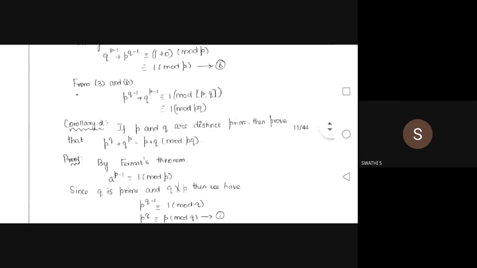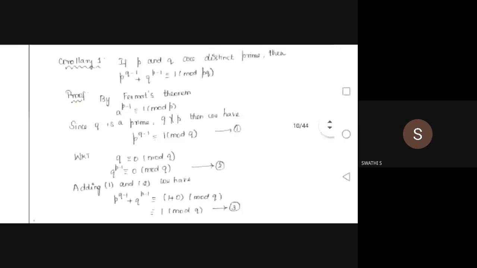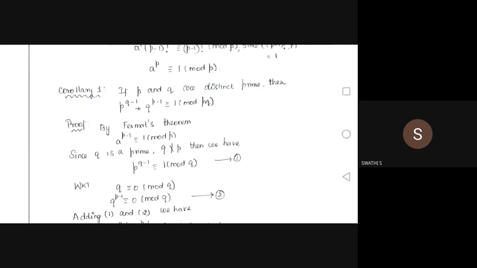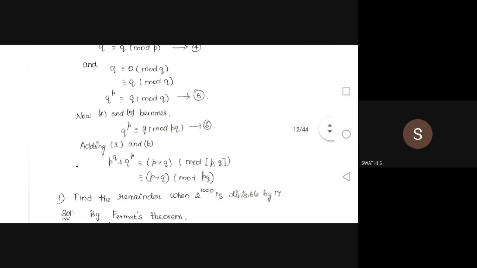Corollary 1 and 2 will be used for solving the problems. If P and Q are distinct primes, then P power Q minus 1 plus Q power P minus 1 is congruent to 1 mod PQ. The second corollary is, if P and Q are distinct primes, then P power Q plus Q power P is congruent to P plus Q under mod PQ. So next we'll move on to the problems.